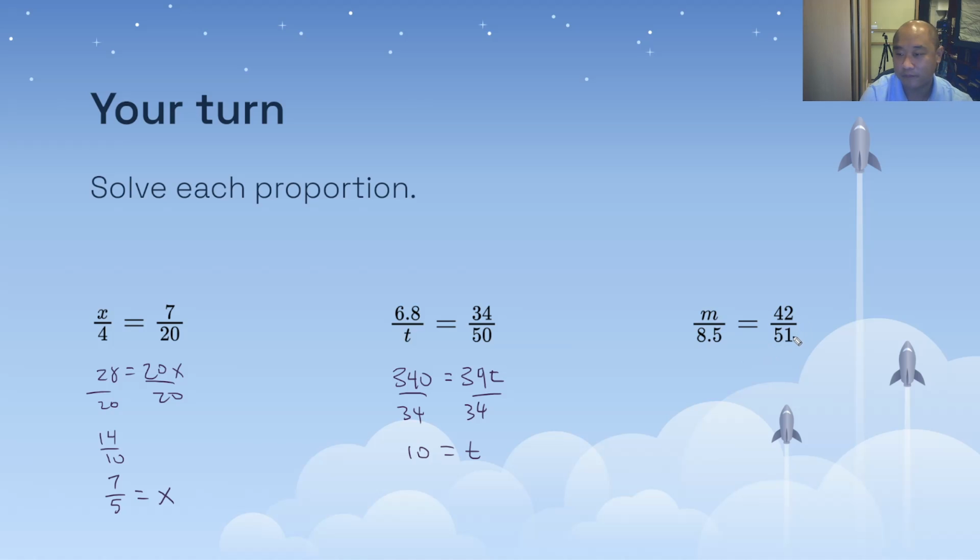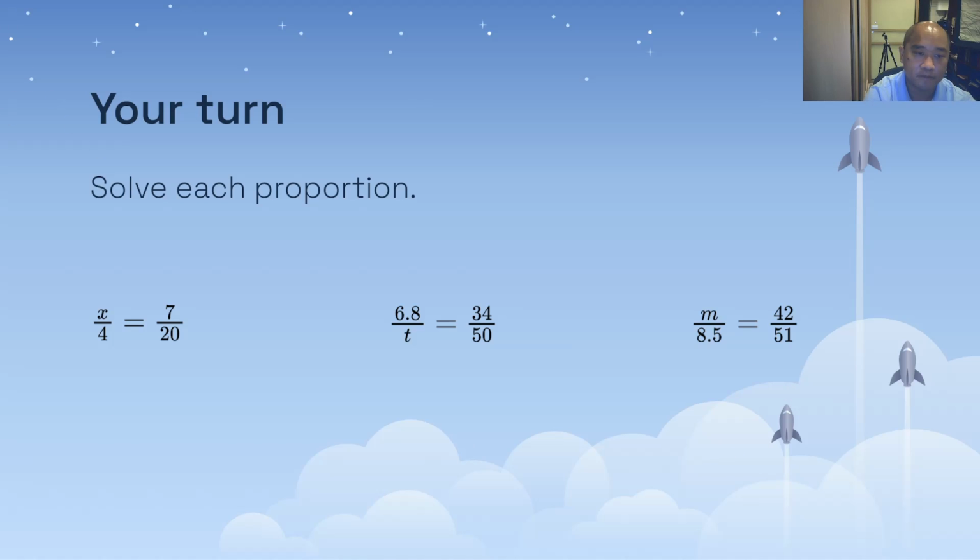Last one. 51m equals 8.5 times 42 is 357. Divide both sides by 51. And that equals 7.